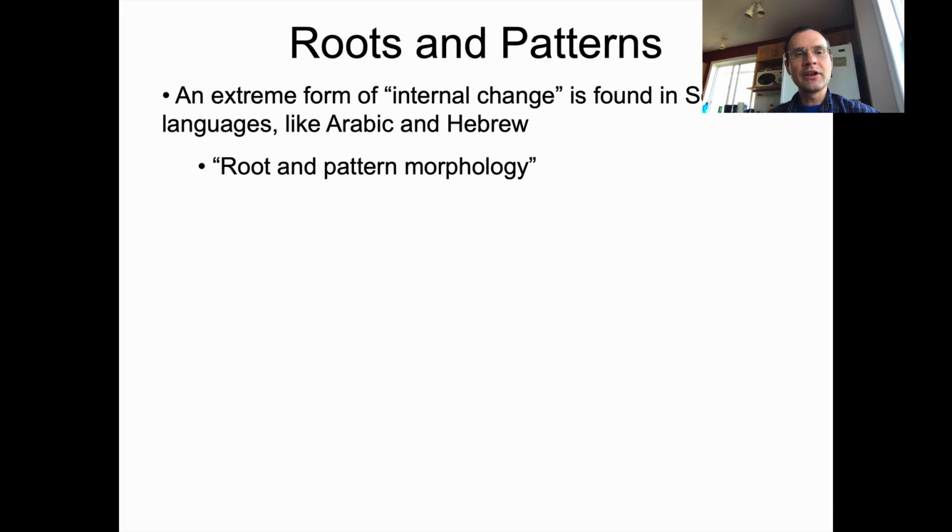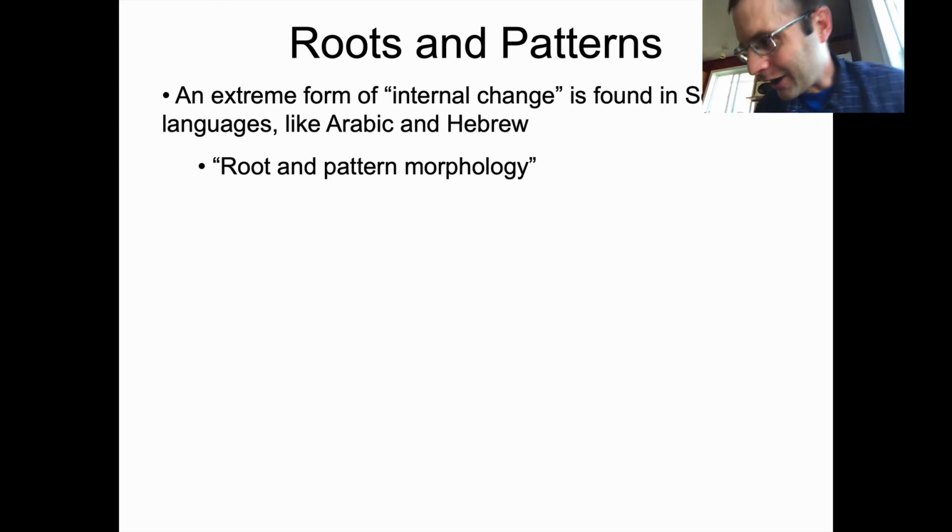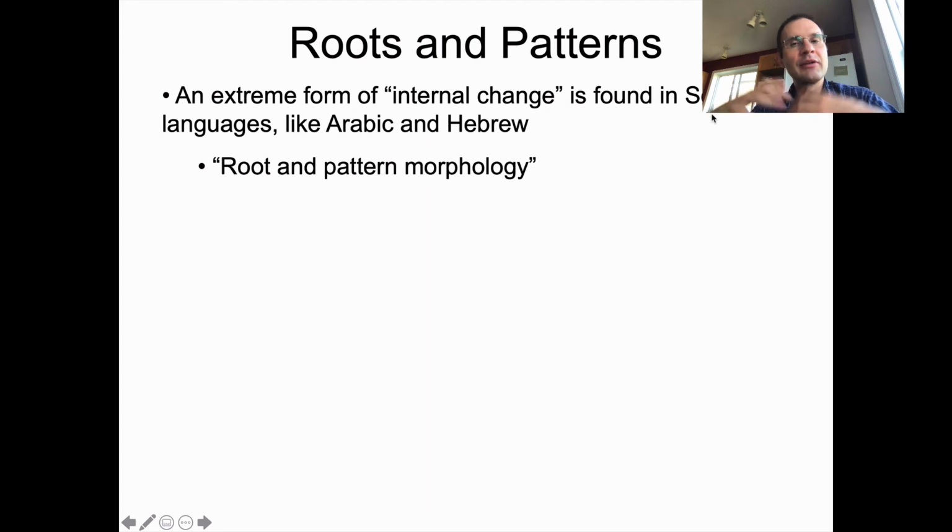I'll give you another example of an extreme form of internal change that we find in Semitic languages like Arabic and Hebrew. I talked a little bit about Yiddish a while back. Hebrew is the more widely spoken language amongst the Jewish people of the world these days, and you might not know that Arabic and Hebrew are actually historically related to one another. They're called Semitic languages and both emerged in the Middle East, where Arabic and Jewish people live.